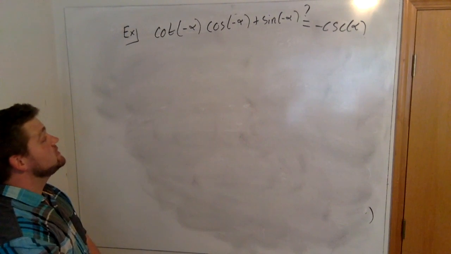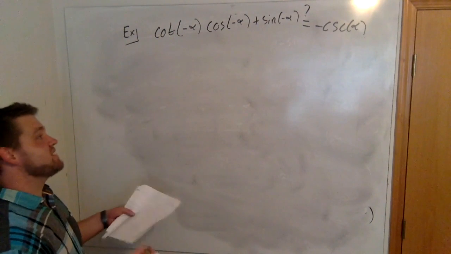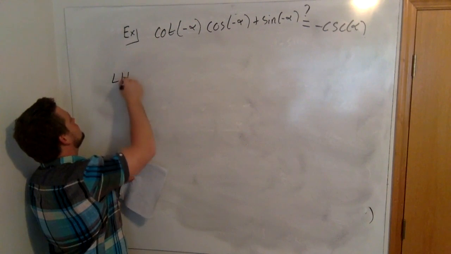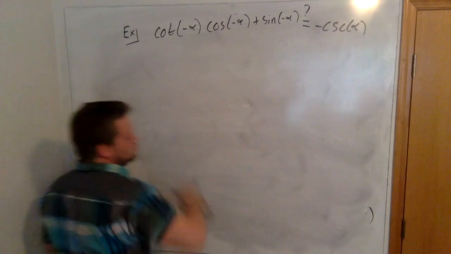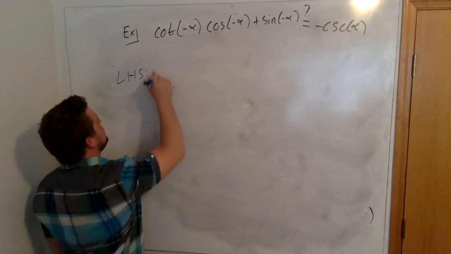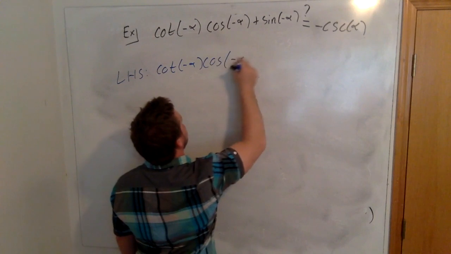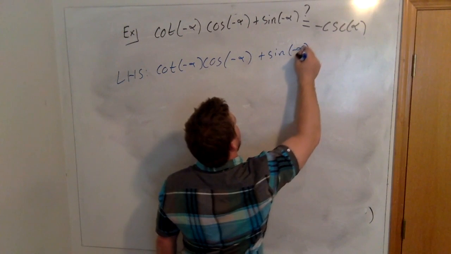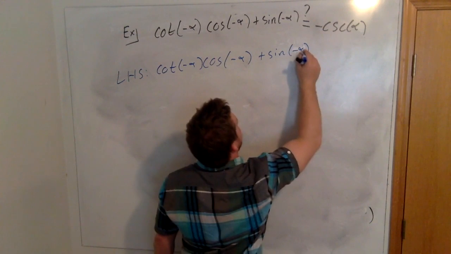Okay, let's go ahead and get started. What would I do here? I mean, there's so much more to do on the left-hand side, so I think that's where I'm going to go ahead and start. Let's start with the left-hand side. So we have the cotangent of negative alpha times the cosine of negative alpha plus the sine of negative alpha.